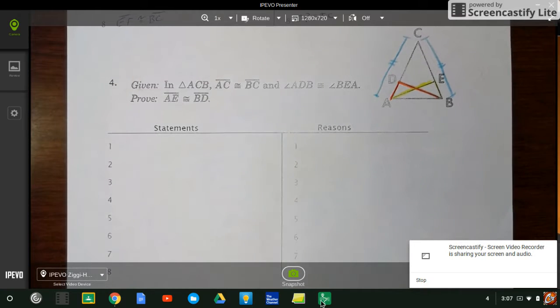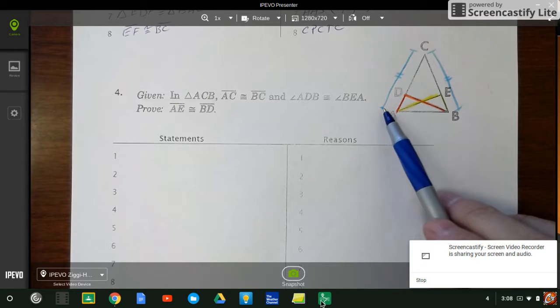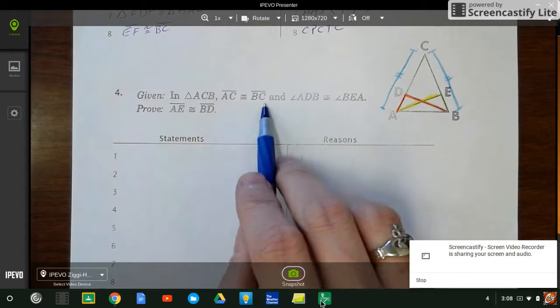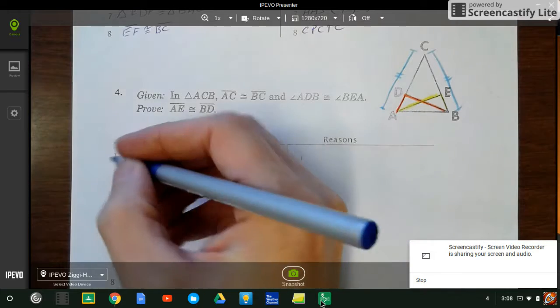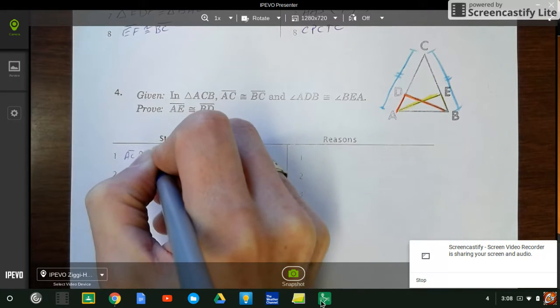Okay, so I said I'd give you a recording of this one so you can see how to solve it. I've marked some information in my picture. I know that AC is congruent to BC, so I marked that here. In fact, let me put that in my proof. AC is congruent to BC.